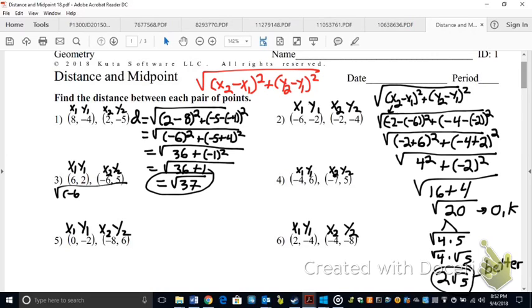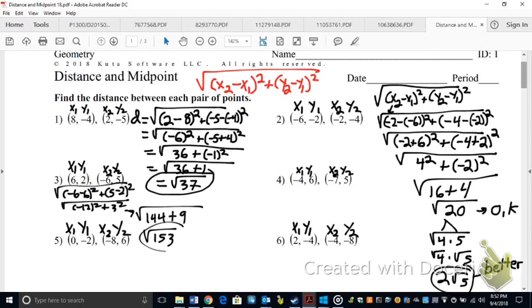So number 3, we're going to go -6 minus 6 squared plus 5 minus 2 squared. So this time I'm just jumping right into it. So I get -12 squared plus 3 squared. That's going to give me -12 squared is 144. 3 squared is 9. So that gives me the square root of 153.